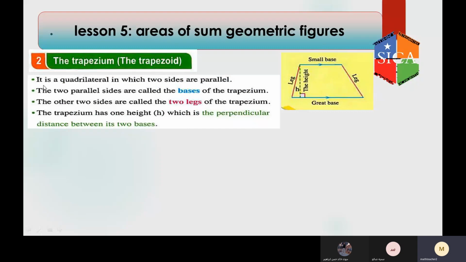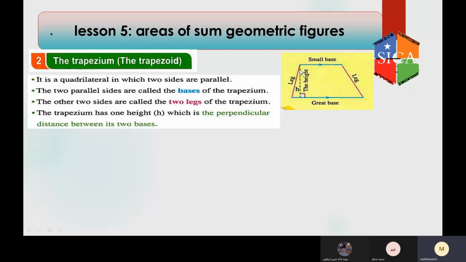The trapezoid or the trapezium is a quadrilateral in which 2 sides are parallel, only 2 sides. This side is the small base and this side is the great base. The 2 parallel sides are called the bases of the trapezium. The 2 other sides are called the 2 legs of the trapezium. The trapezium has one height. This is the height of the trapezium.